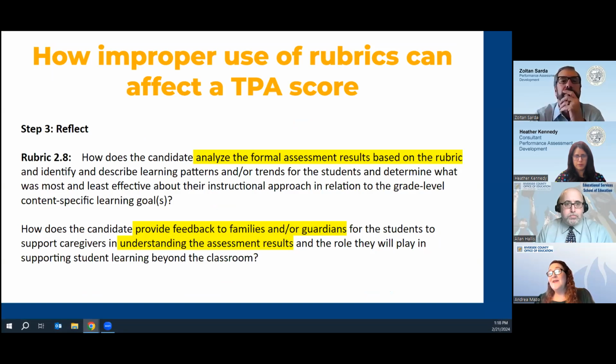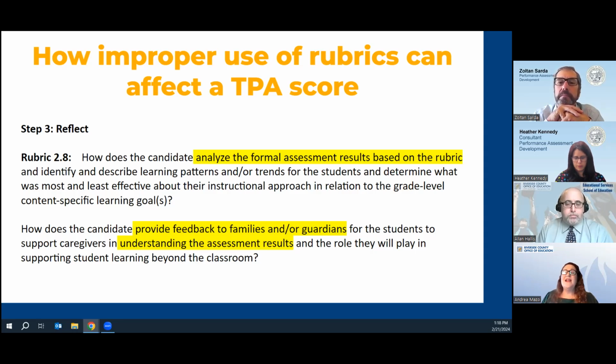And then again, we have step 2.8. And this is an area that, as I was showing you, for all three, multiple subject, single subject, our MMSN and our ESN, there's a little bit of a concern of how our candidates are doing here. Looking at our last bit of data, they're using their rubric to analyze the formal assessment results. Well, if they haven't chosen a real rubric, their analysis will be a little bit off.